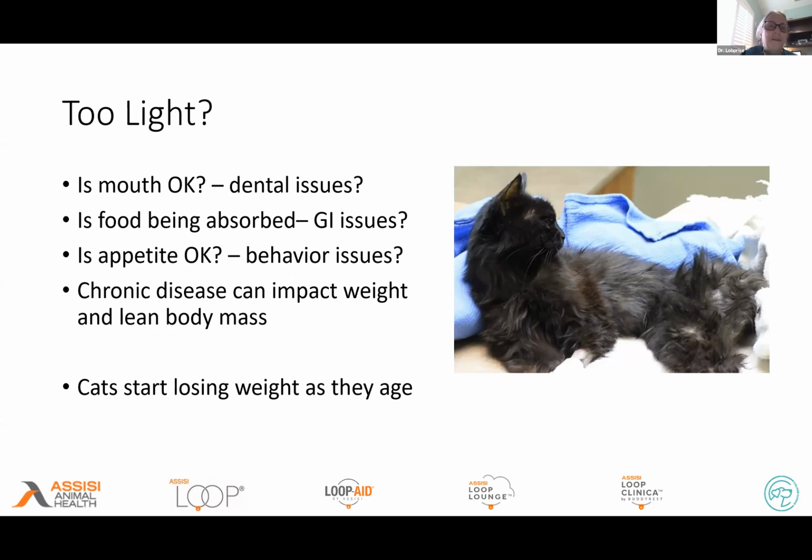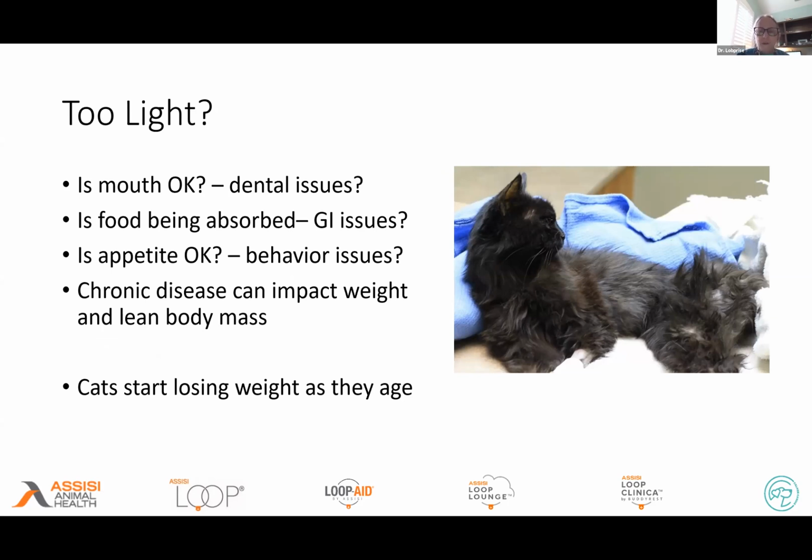On the other side of too heavy is too light. What if they start losing weight? Make sure there aren't any dental issues. Check the mouth. Are there any gastrointestinal issues? Are they still absorbing the food? We can find some absorption problems. We can find lymphoma in the GI system, lots of different things.